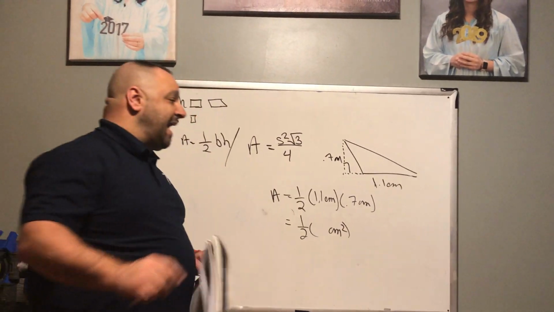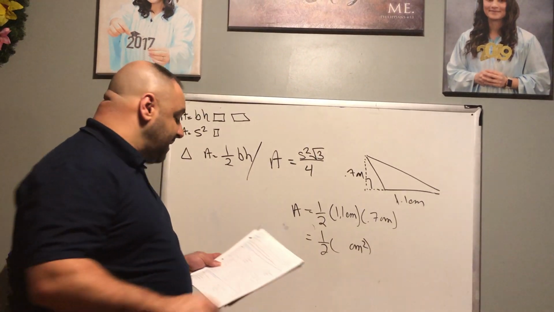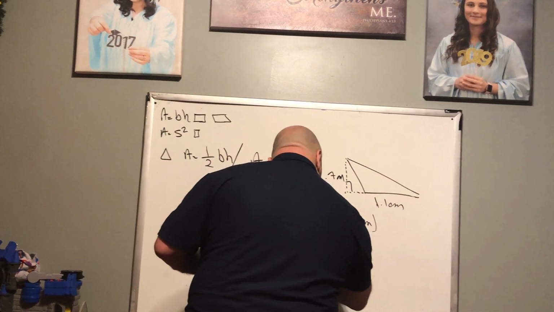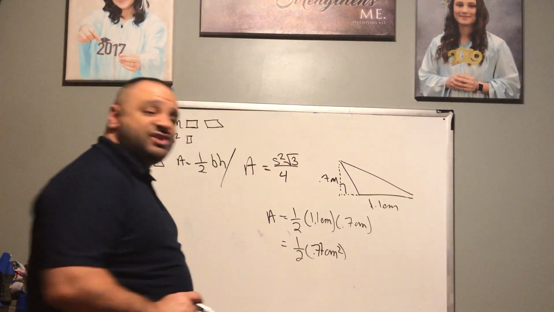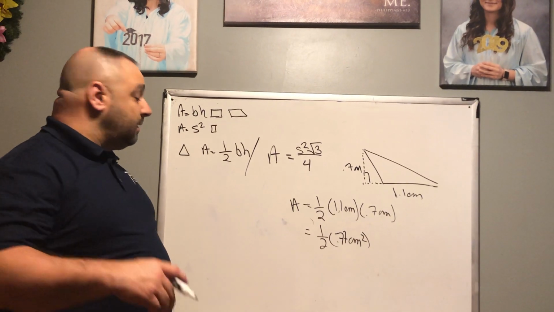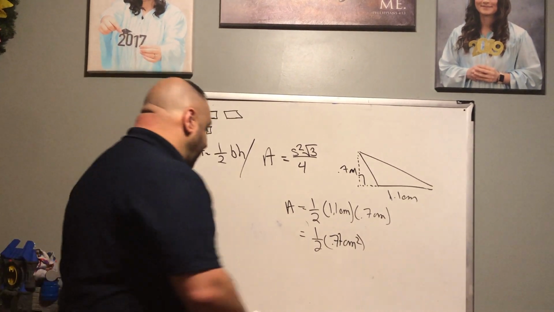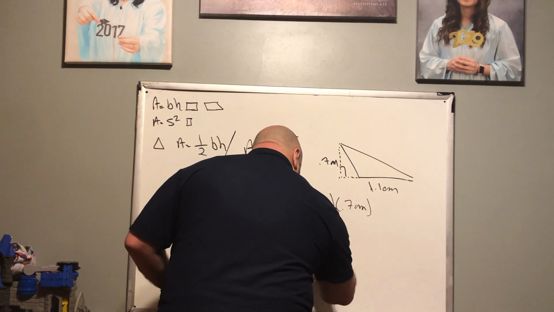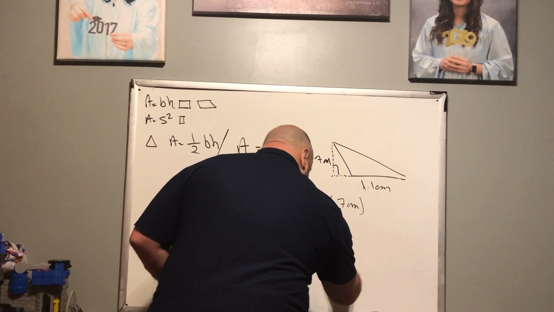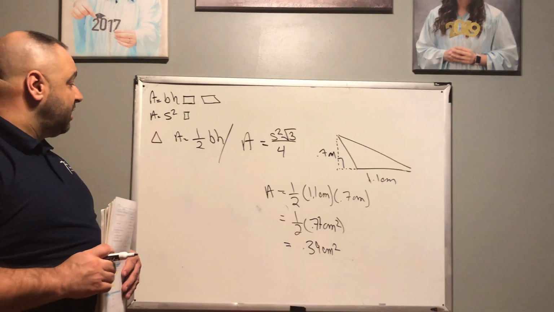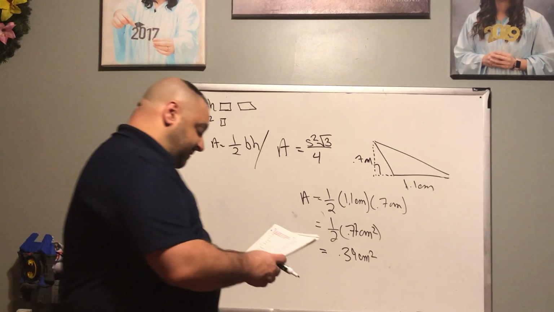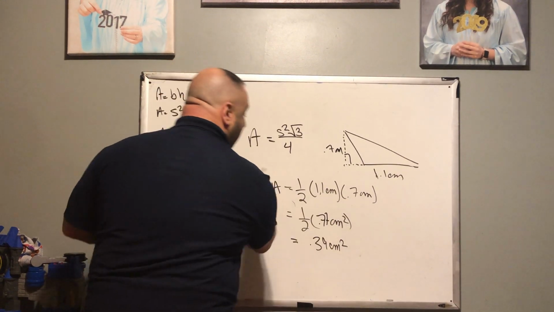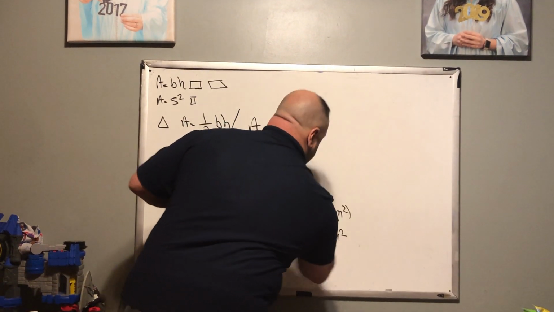All right, class, get your calculator out. 1.1 times 0.7 simply is 0.77 centimeters squared, and then times that by 1/2. So 1/2 times 0.77 simply is 0.39 centimeters squared. 0.39 centimeters squared. All right, let's look at number 9, and we'll move on. Okay, number 9.